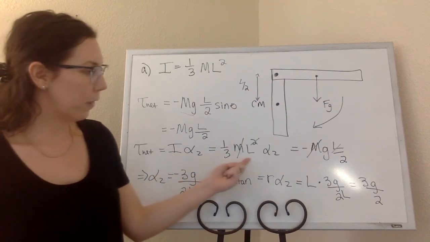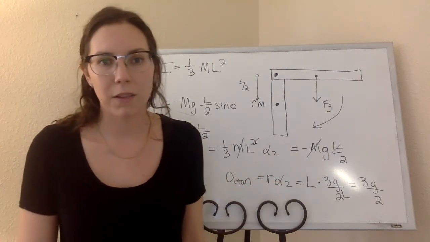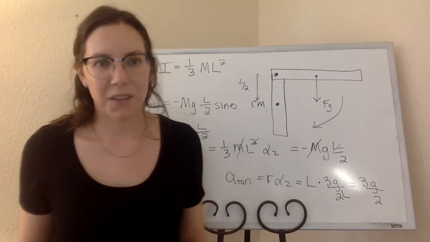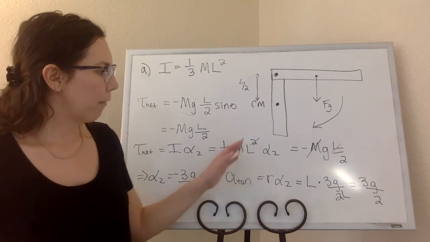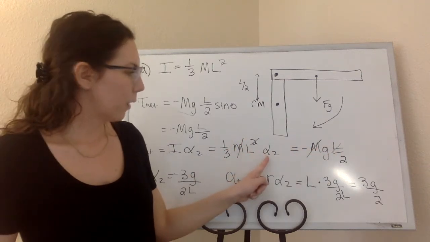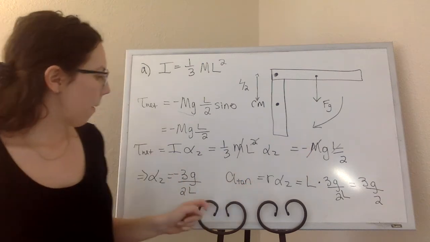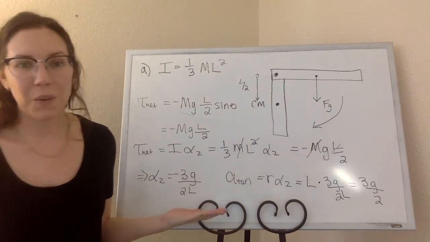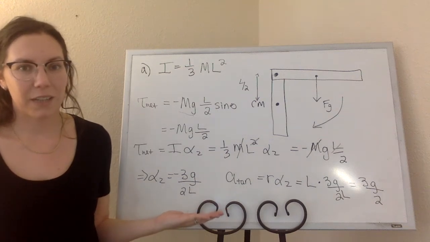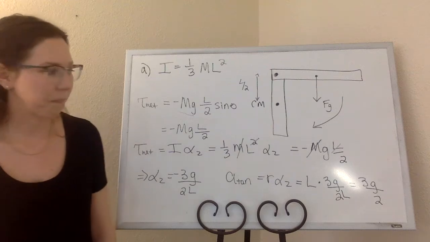So moment of inertia, 1/3 ML squared, alpha equals that torque we just found, negative mg, L over 2. And if you look, we have the factor of m canceling, one factor of L, and solving for alpha, the 3 multiplies up, and we have negative 3g over 2L for that angular acceleration. So that's clockwise as well, in the same direction as the net torque.